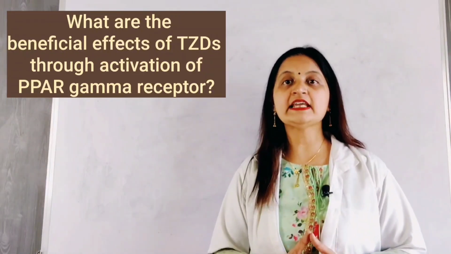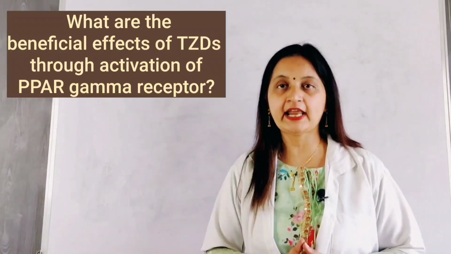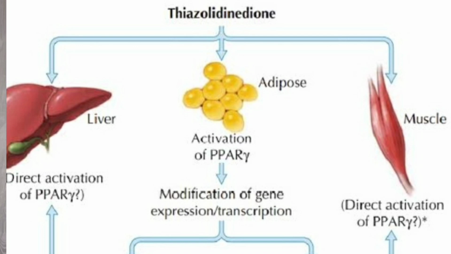So till now we have seen how insulin resistance causes dysregulation of carbohydrate and lipid metabolism. Now let's see how thiazolidinediones, or glitazones, act through the PPAR-gamma receptor and normalize carbohydrate and lipid metabolism, and are beneficial in type 2 diabetes mellitus.